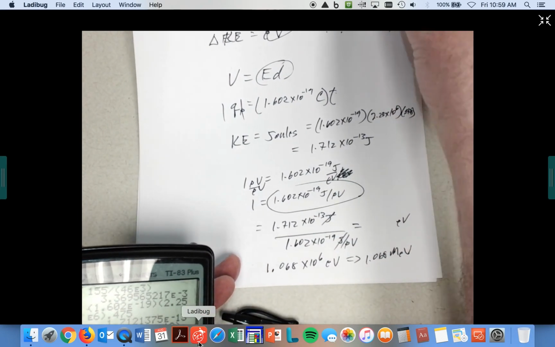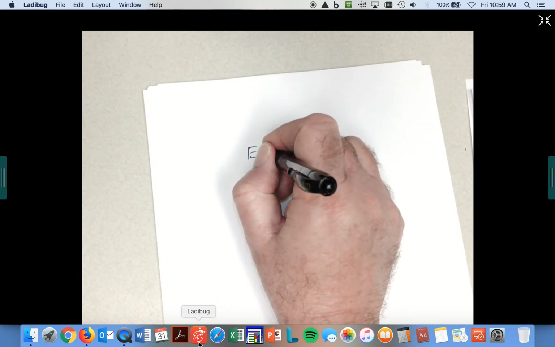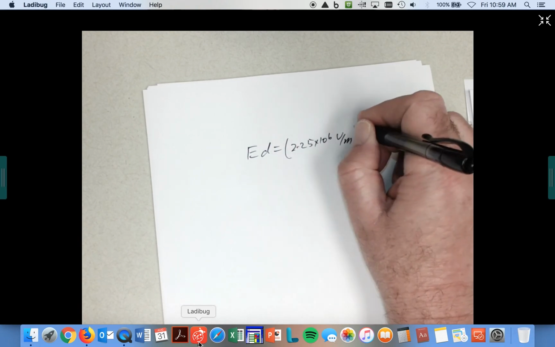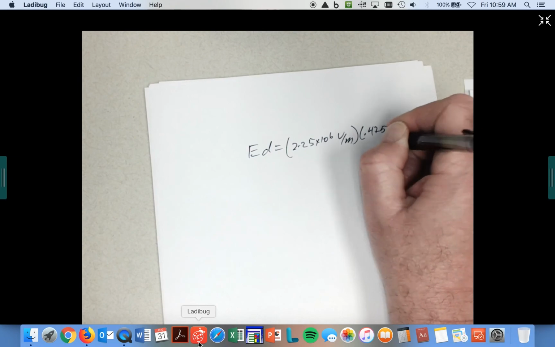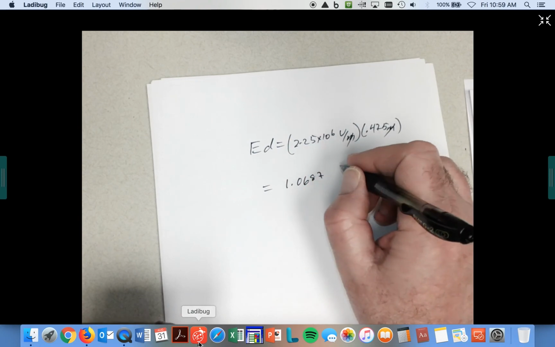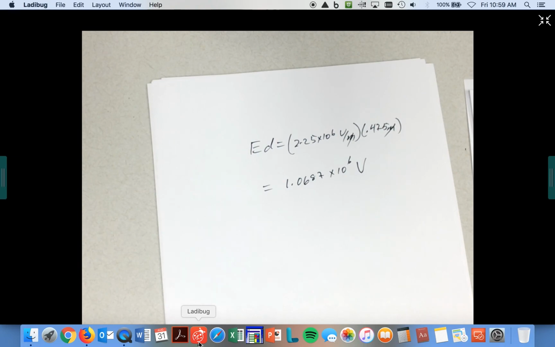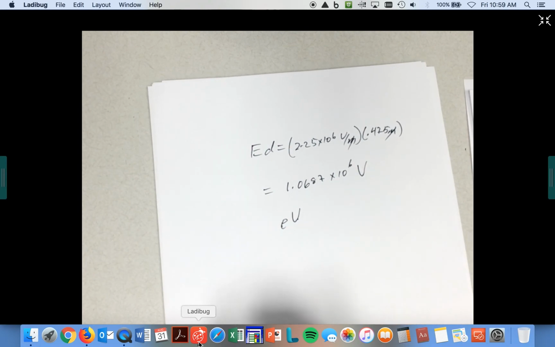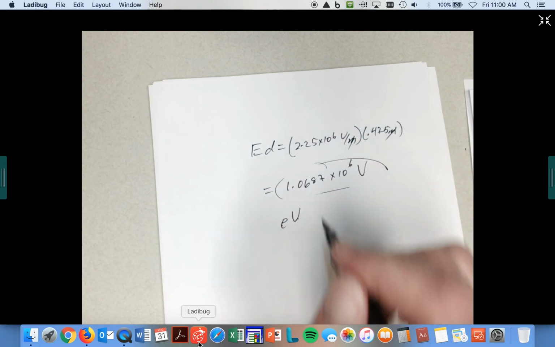But let's go back and just take that E field times D. That E field was 2.25 times 10 to the 6th volts per meter times 0.475 meters. Those meters cancel. I wind up with volts. When I multiply 2.25 E to the 6th times 0.475, look what I get: 1.0687 times 10 to the 6th volts. So in other words, electron volts means an electron times one volt. If I multiply this by one electron, the energy in joules was that really small number, but the energy in electron volts is really just the voltage.